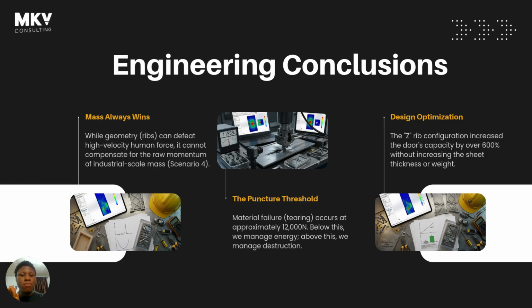Now, for conclusion, let's start with conclusion one. Mass always wins, right? So while geometry can defeat high velocity human punches, it cannot compensate for raw momentum. Why this is very important is because during this study, initially, I attempted to do the study without the reinforcement at the back. And the human punch basically obliterated it. I mean, the human punch alone at about 800 newtons tore it, and I then realized that without the reinforcement, it would just be a sheet of metal, right? So then I added the reinforcement, and then the human punch couldn't get through.